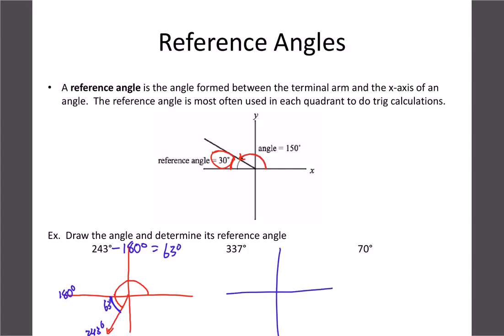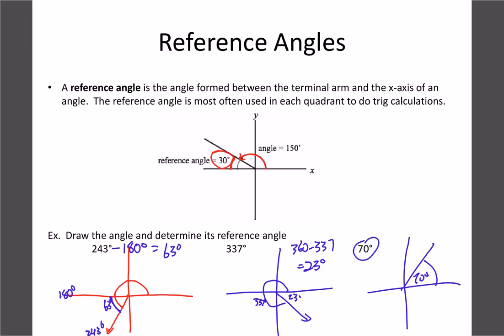So if we do the same thing for 337, 337 would be somewhere in there. We can see in this case full circle would be 360. So if we go 360 minus 337, that gives us an answer of 23 degrees. So that would be our reference angle in this case. And our last one, 70 degrees. Our reference angle is always between the x-axis, so 70 is the reference angle, so we don't need to do any calculation. So quite often in your quadrant 1, your angles will already be the reference angle.